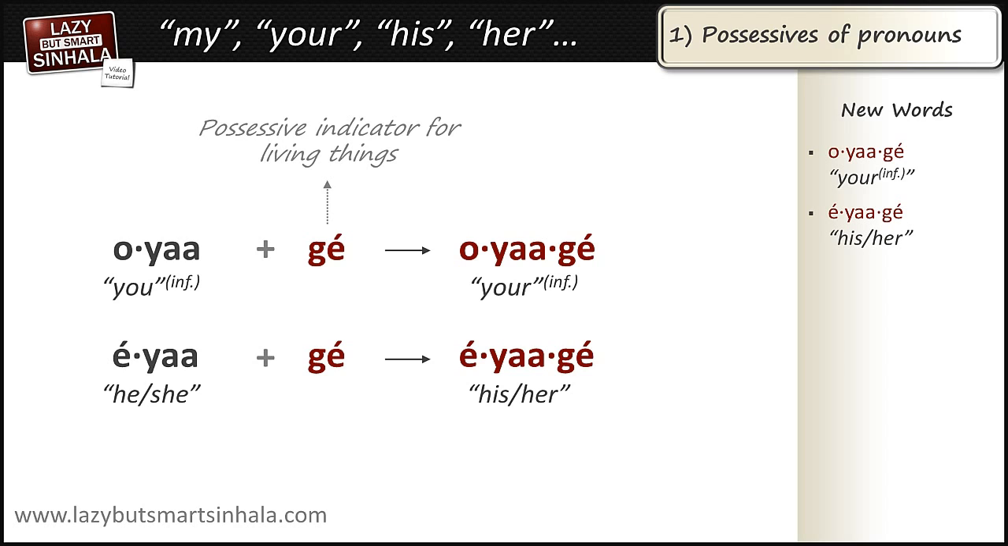Let's try this with the name of a person. How will we say Pat's, meaning that something belongs to Pat? We take the name Pat, we add the indicator ge to make the word Patge.